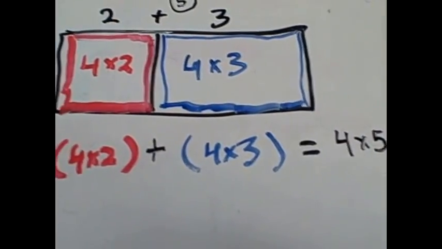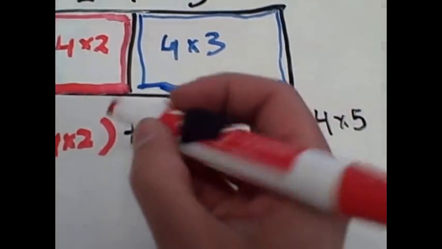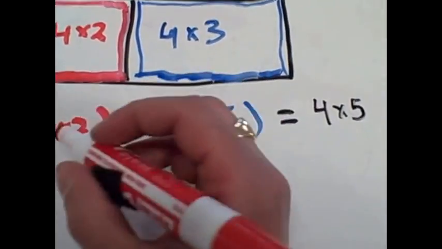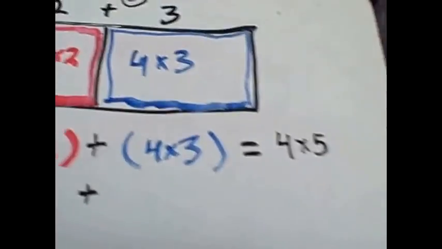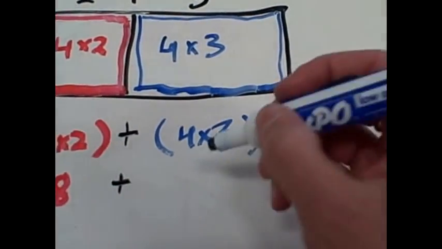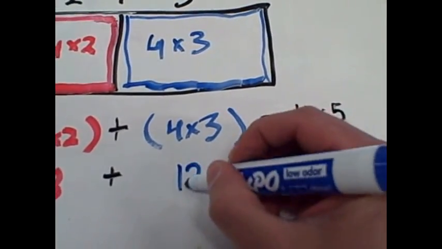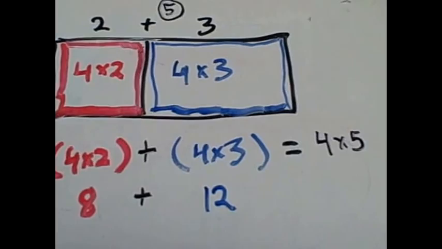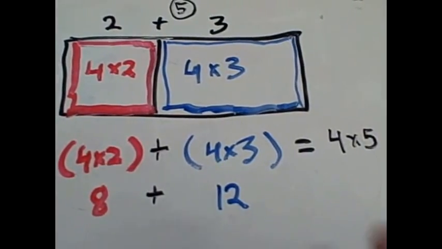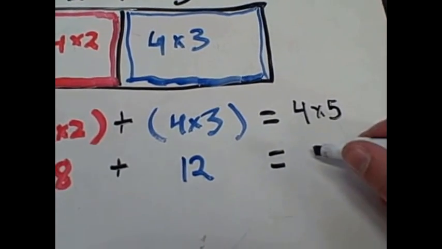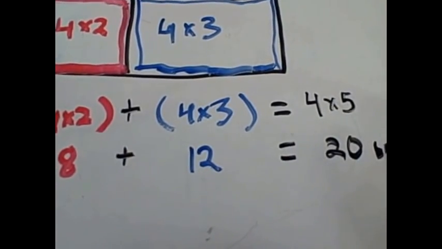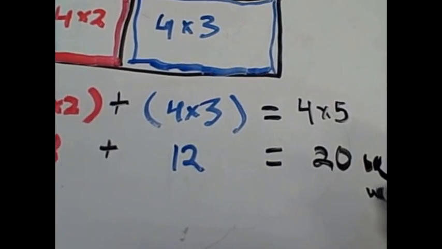And now we get to solve. What's 4 times 2, ladies? 8. Very good. What's 4 times 3, ladies? 12. Very good. 12. And 8 plus 12 should be 20 square units.